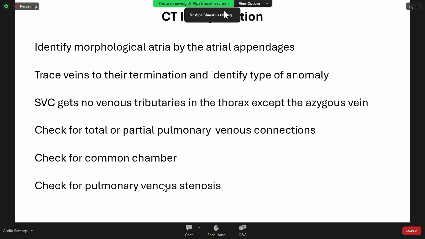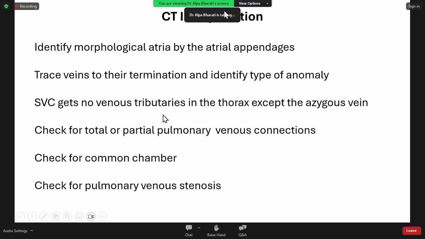So how do we go about the reporting? So first is to identify the morphological atria by the atrial appendages. Next, we have to trace the veins, where they are terminating. Are they supracardiac, infracardiac, mixed? All those things you have to identify. You must remember that there are no tributaries in the thorax except the azygous vein. So azygous vein we all know. So if there is any other vein which is draining into the SVC when it enters into the thorax, invariably it is going to be a pulmonary vein and you may be dealing with a PAPVC or a TAPVC.